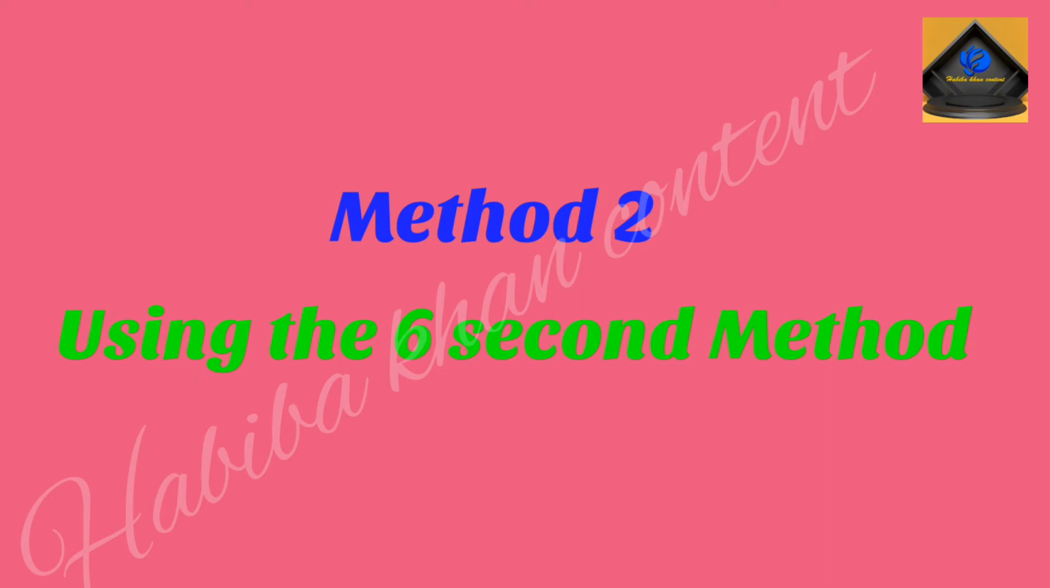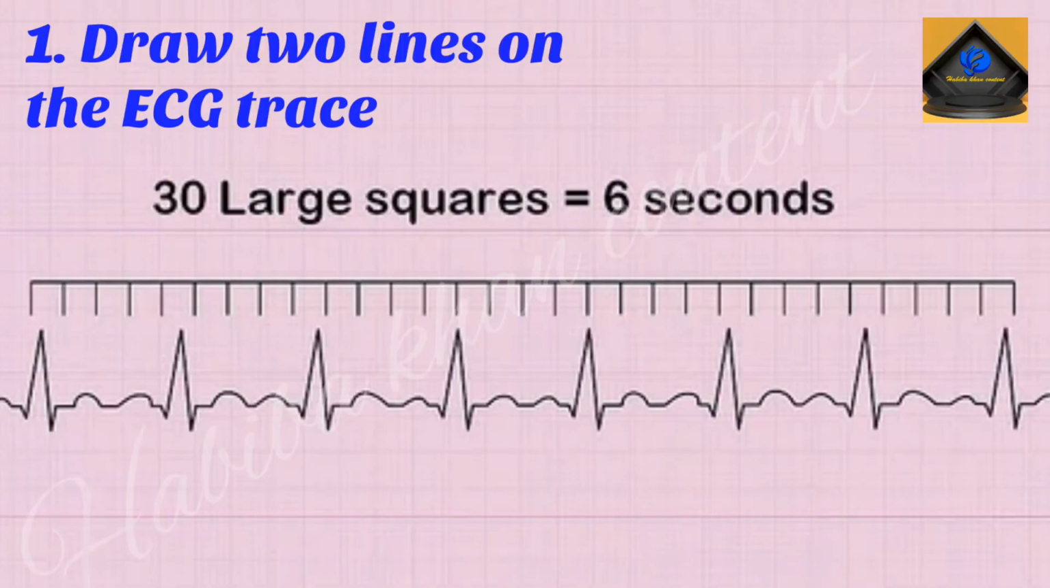Now, let's take a look at the second way, that is using the 6-second method. Draw two lines on the ECG trace. The first line should be near the left-hand side of the paper containing the ECG trace. The second line should be exactly 30 large squares subsequent to the first line. 30 large squares on an ECG trace represent exactly 6 seconds.